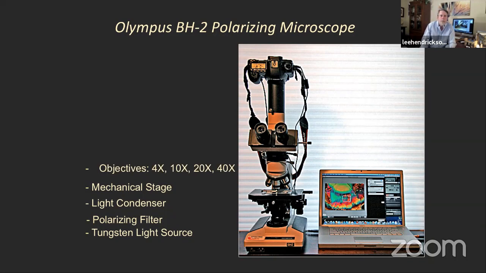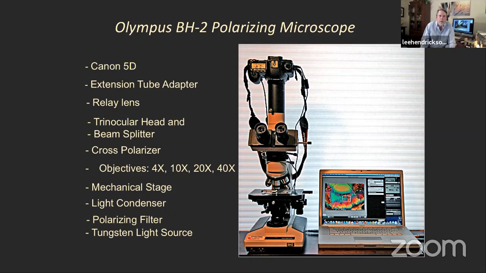The objectives are where the magnification actually happens. I have 4 objectives on my microscope. They range in power from 4 to 40 times. There's then another polarizing filter, and then there's a way that I can look through the microscope and actually send the image to the camera as well, which is on top.